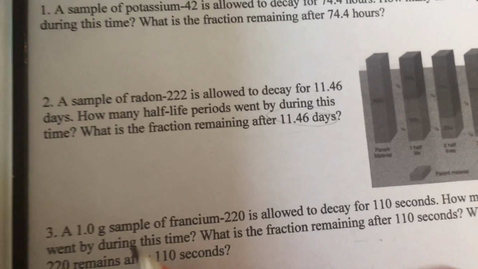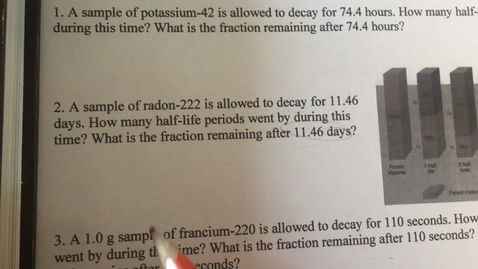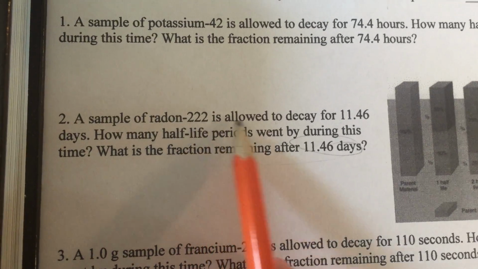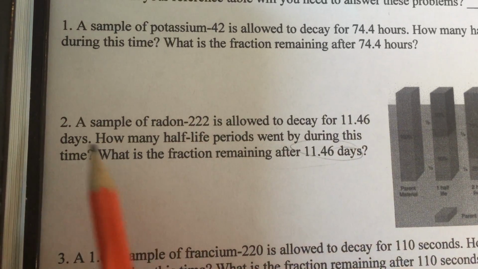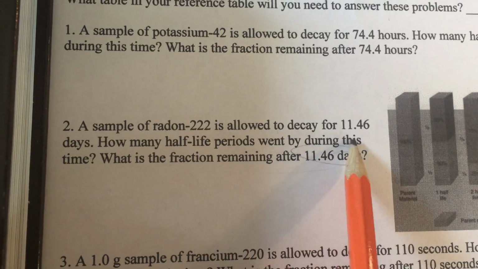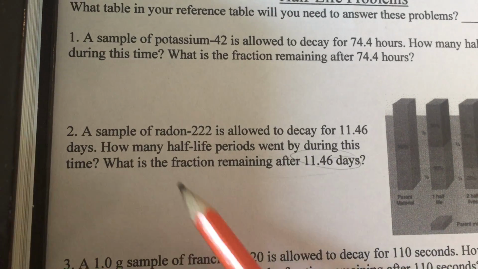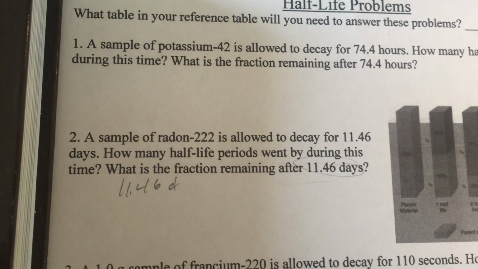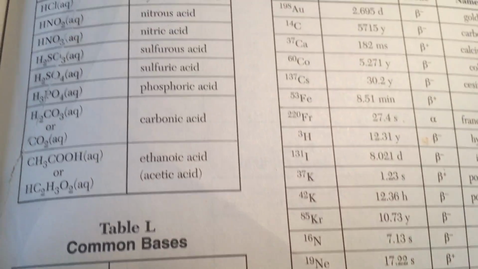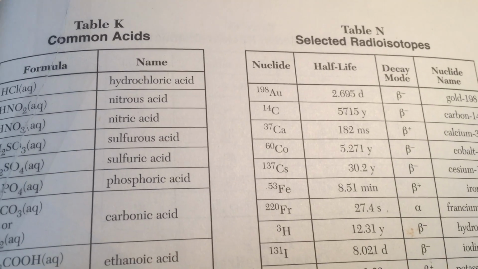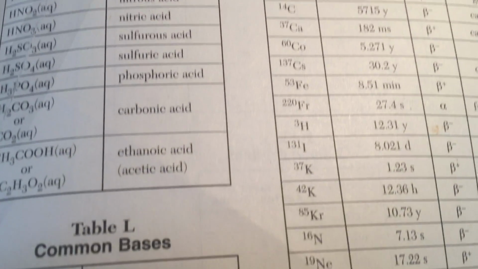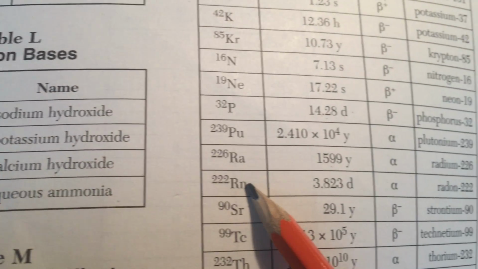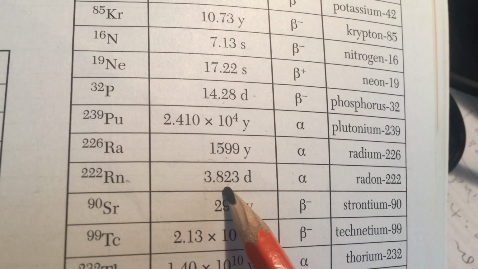Okay, starting with number 2, because we already did number 1. A sample of radon-222 is allowed to decay for 11.46 days. How many half-life periods went by during this time? So, 11.46 days. I've got to look up radon-222. So I'm going to go over here to table N and find radon-222. Here it is. And that's 3.823 days.